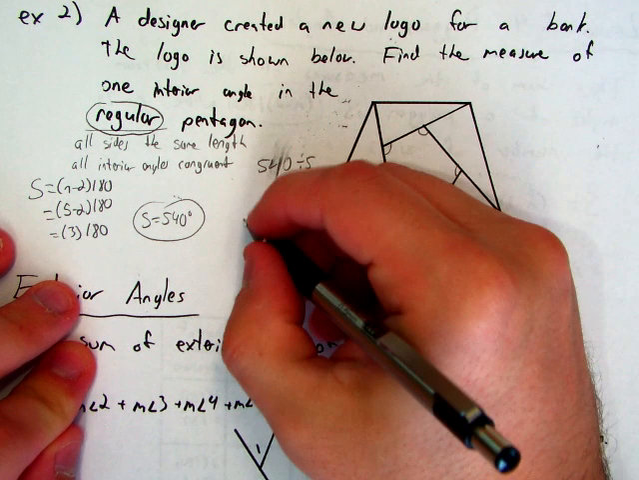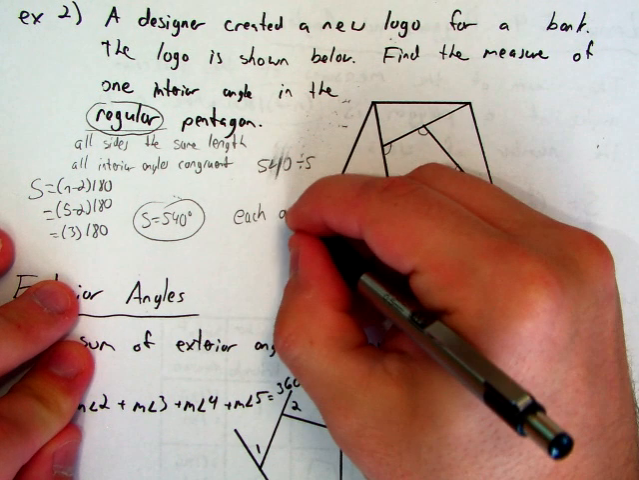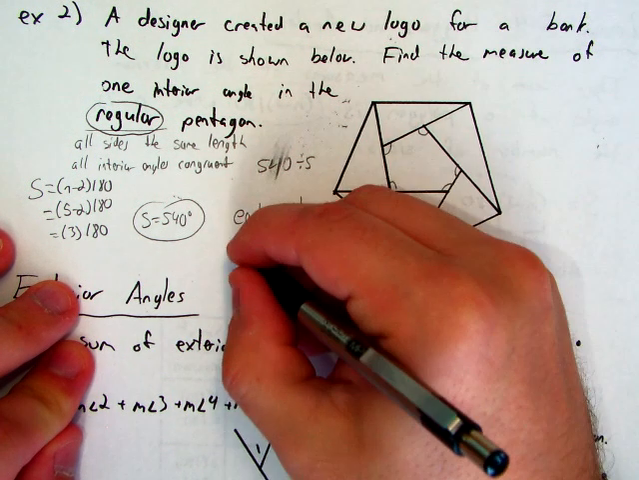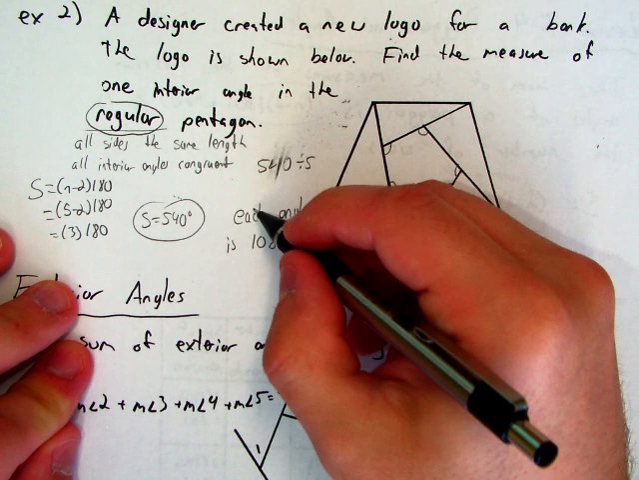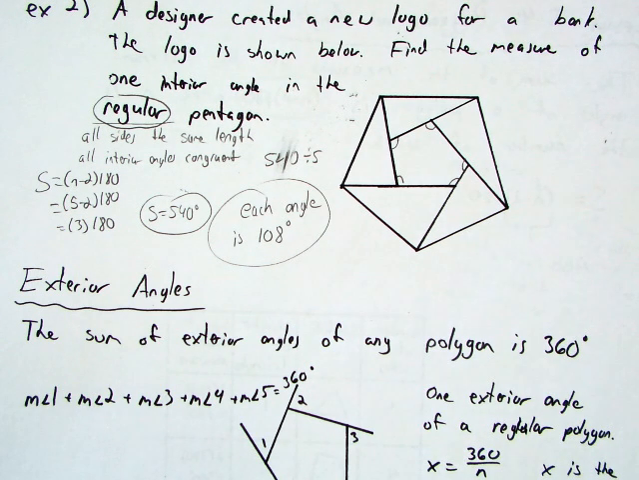So each angle is 108 degrees, because 540 divided by 5 is 108.